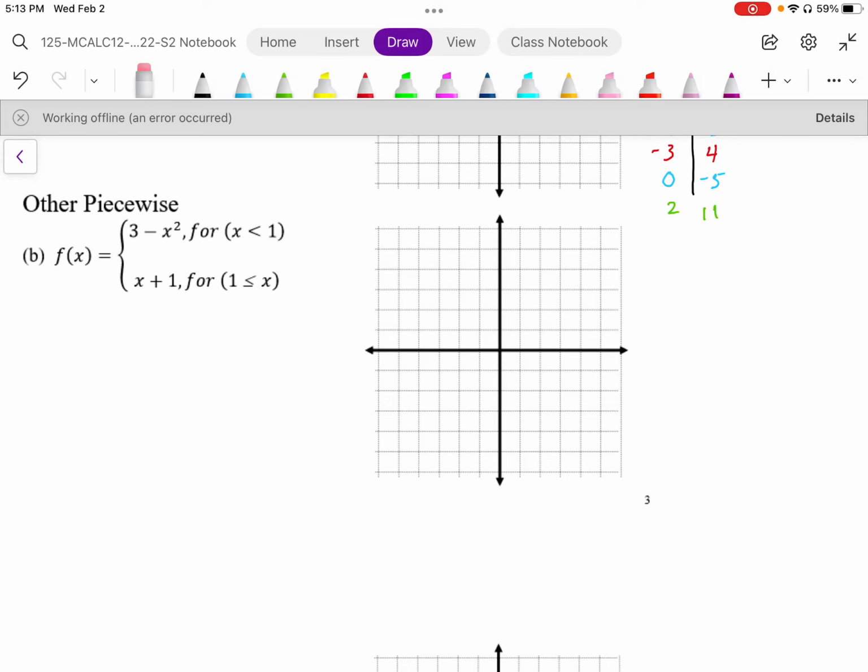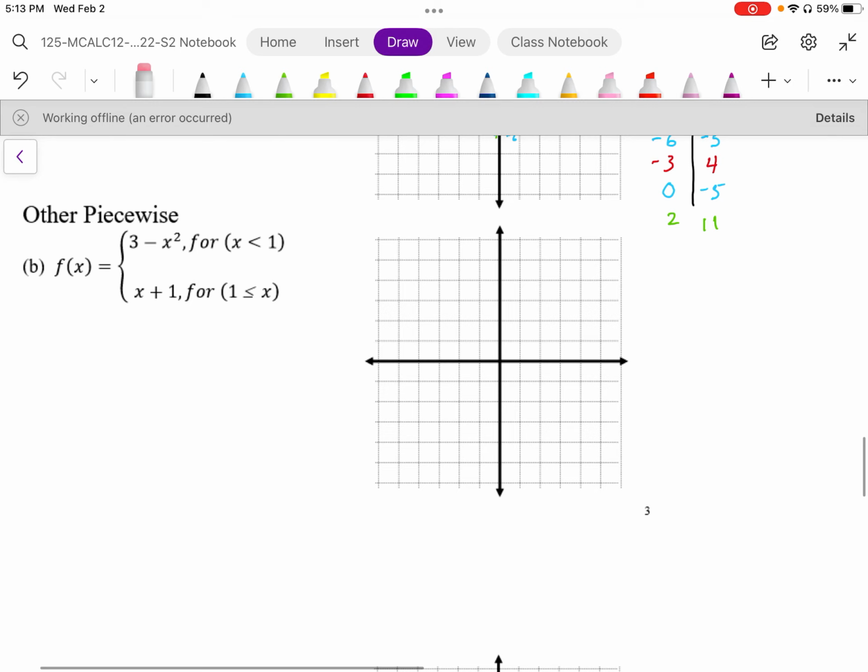This next piecewise function is an upside down parabola for one part, for x less than 1, and for the other part, it becomes a linear function. Basically, we're going to transition from a parabola to a straight line, so we're probably going to end up with a kink. So we need to make sure we observe the domain when we graph this.